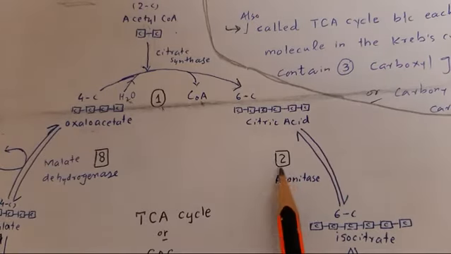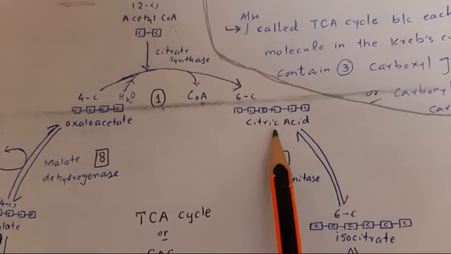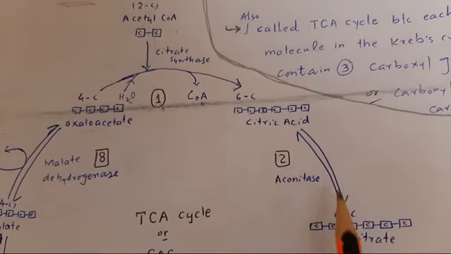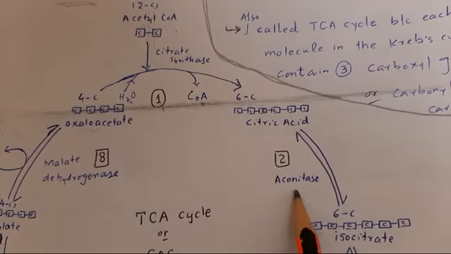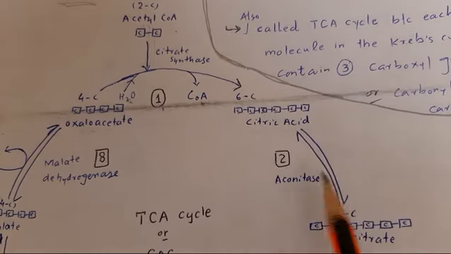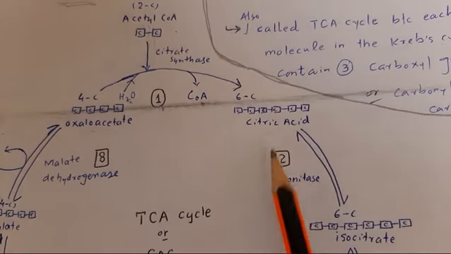Now in the second step, step 2, this citric acid is changed into another 6-carbon molecule known as isocitrate in the presence of an enzyme known as aconitase. So citrate or citric acid is changed into isocitrate.